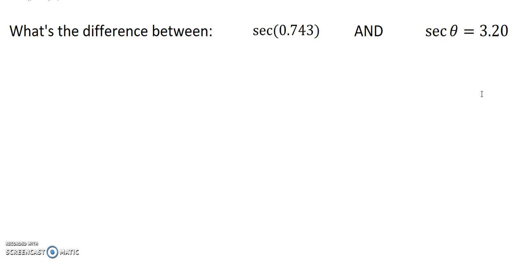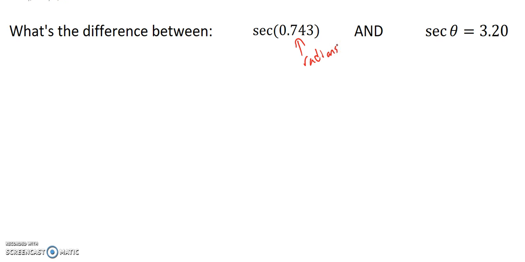So let's first take a look at evaluating. We want to evaluate the secant of 0.743. Remember, when we evaluate trig functions, we're evaluating an angle. So our input there, 0.743, is an angle. That means this is 0.743 radians.